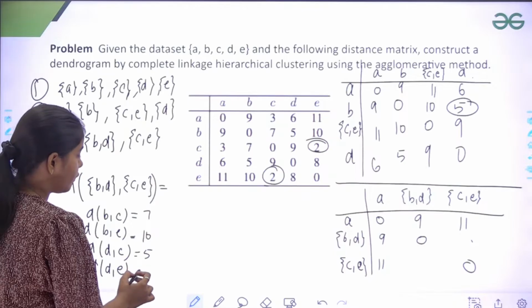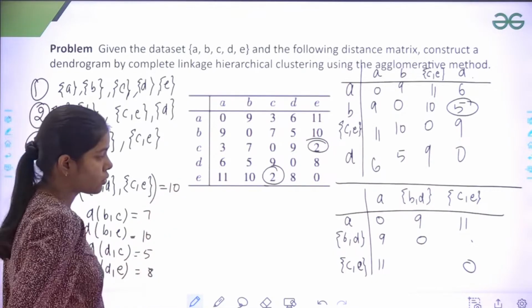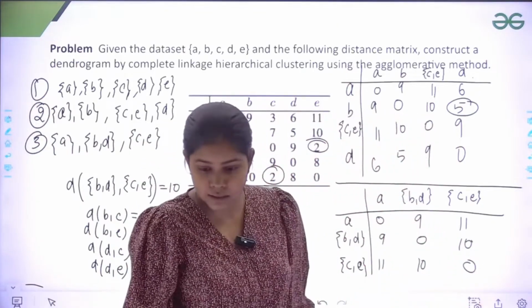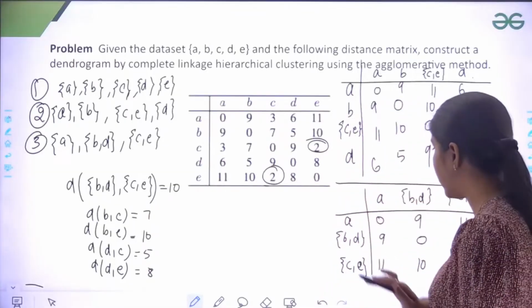And distance of D with E is 8. So we got the distance 10. So I'll write down here 10. Prasad, we are getting 10 as the distance. Okay, no issues. So 10 would be the distance.